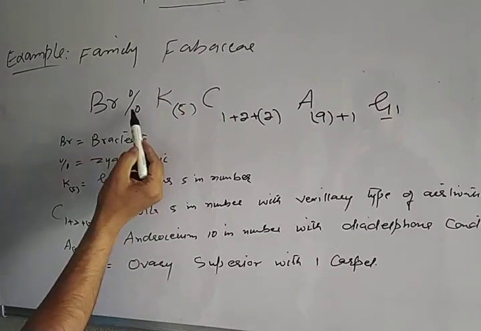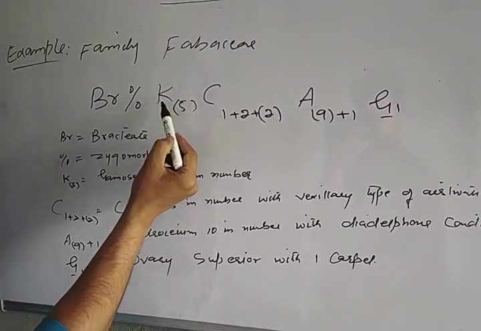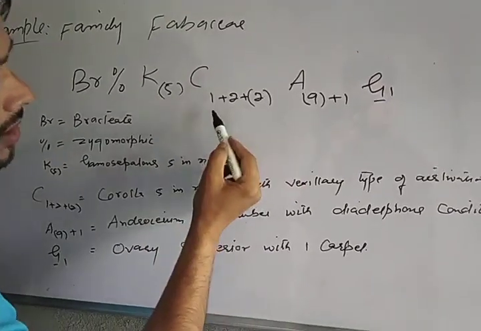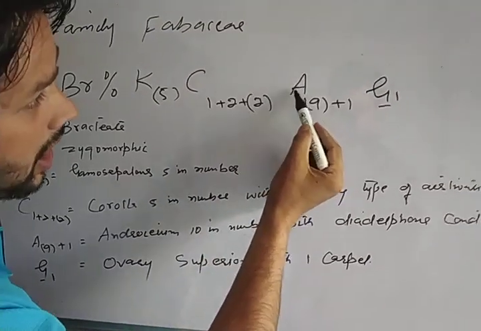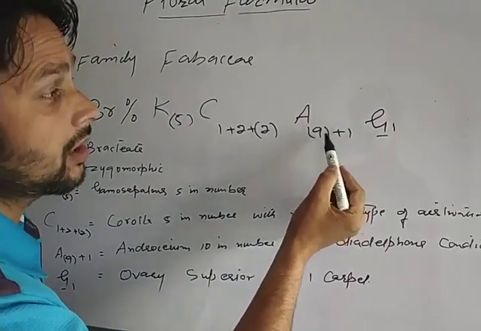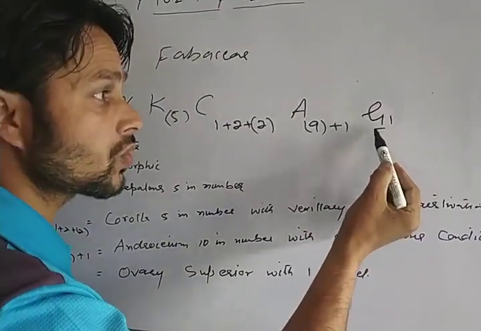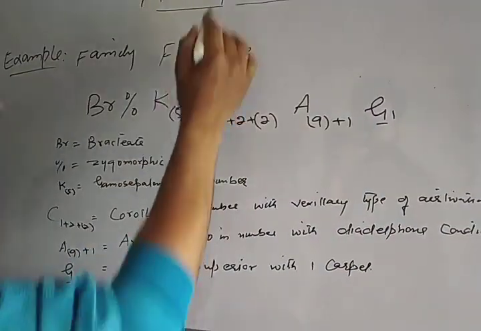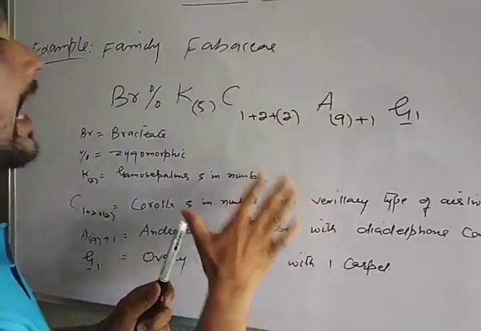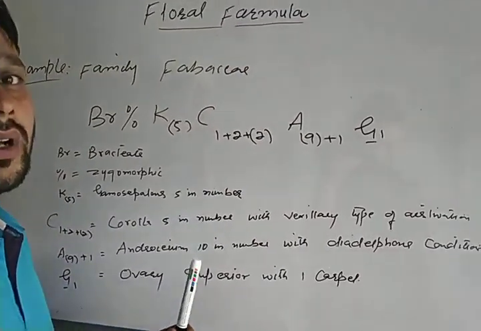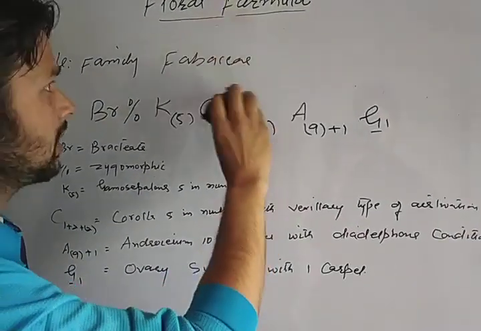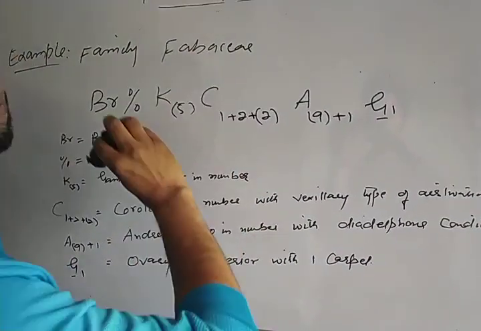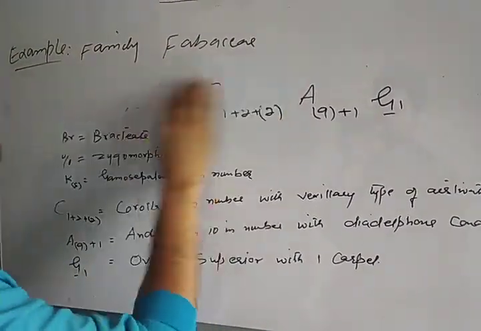This is bracteate, zygomorphic, again gamosepalous condition 5 in number, corolla 5 in number with vexillary type of aestivation, androecium 10 in number with diadelphous condition, and gynoecium is ovary superior with single carpel. This is the example of how we can explain the Fabaceae flower. Now we take one more example.